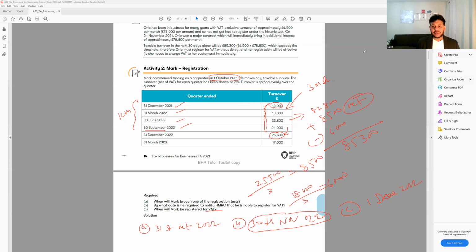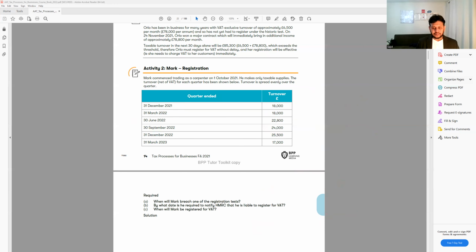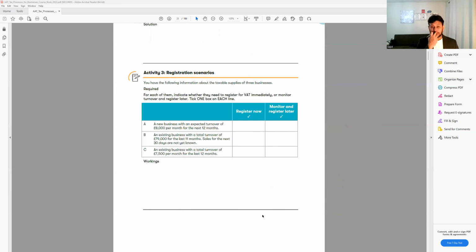So we move on to our next question. The next one we have here is another question for the registration. It says, you have the following information about the taxable supply of 3 businesses. Required: for each of them indicate whether they need to register for the VAT immediately or monitor turnover and register later. Tick one box on each. So they have to register right now, or they have to monitor, keep checking, and register later on. So let's have a look.